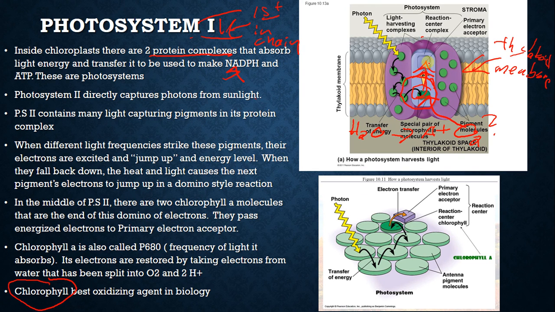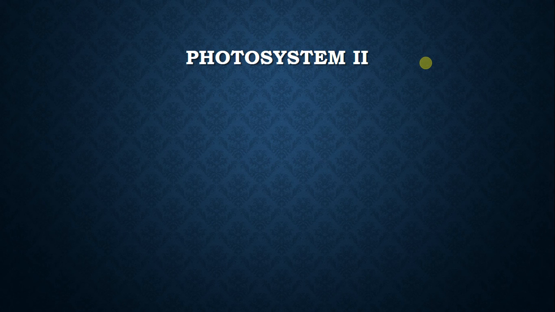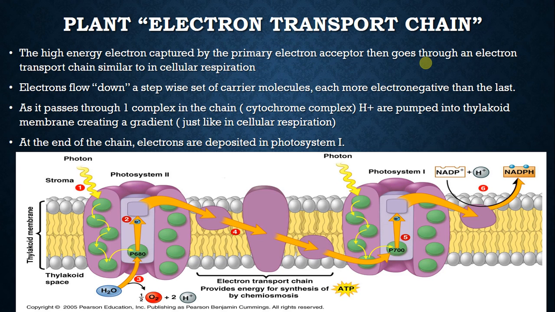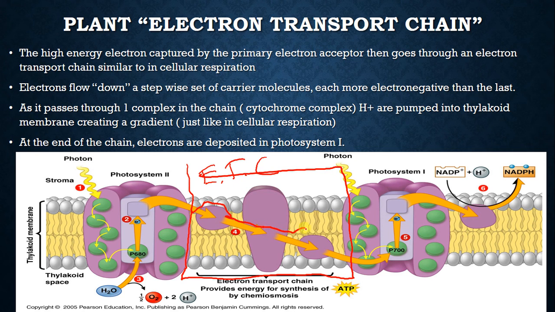It passes those electrons to the primary electron acceptor, and then the primary electron acceptor will move on and give them to the electron transport chain, ETC, in plants. So the high energy electrons captured by the primary electron acceptor go through this electron transport chain that's just like the one in cellular respiration. The electrons flow down a cascade of protein complexes, each more electronegative than the last, and give up some of their energy.